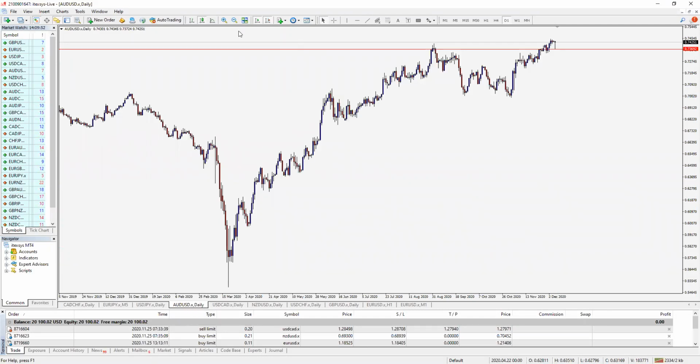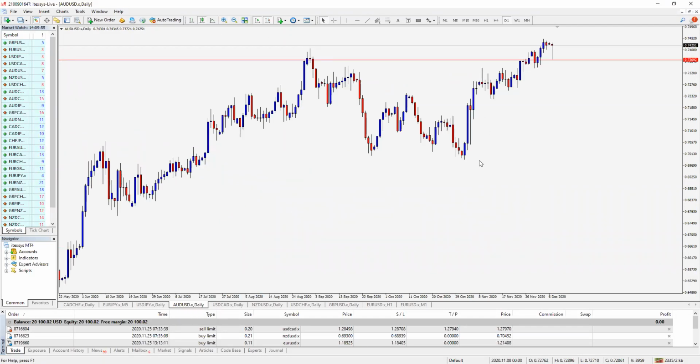Aussie, similar to the Kiwi. So we tested that red line, which was the breaking point of the last key level. You can see the red line just stopped there, and now it's reversing. So we'll be focusing also on the long side.